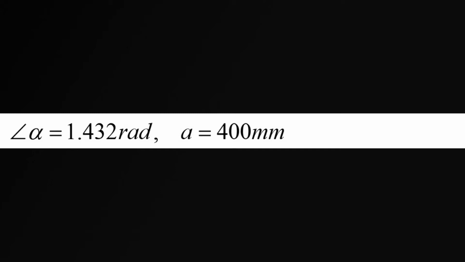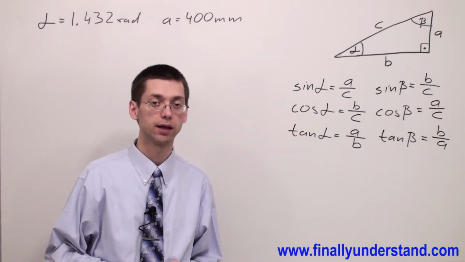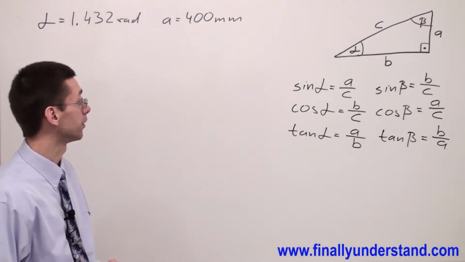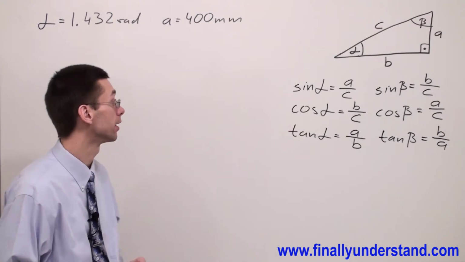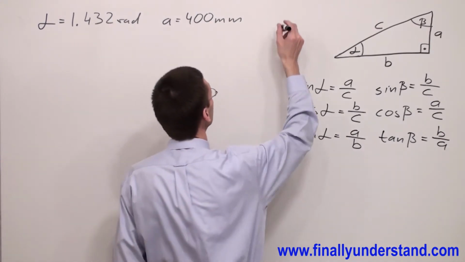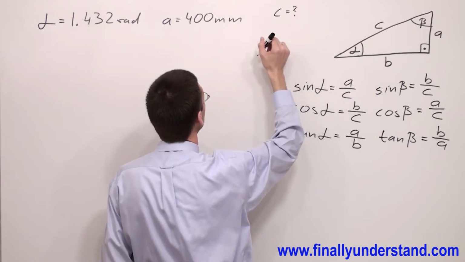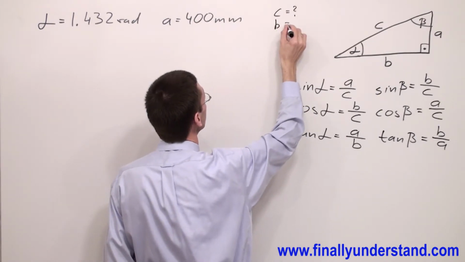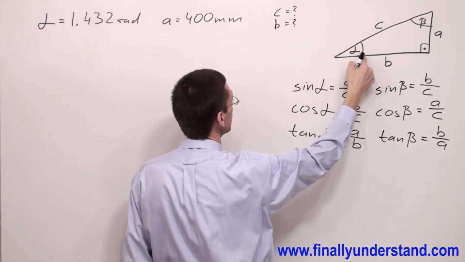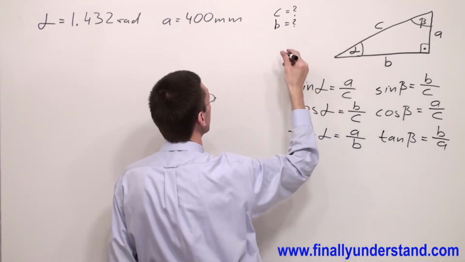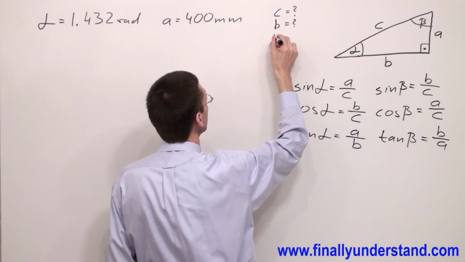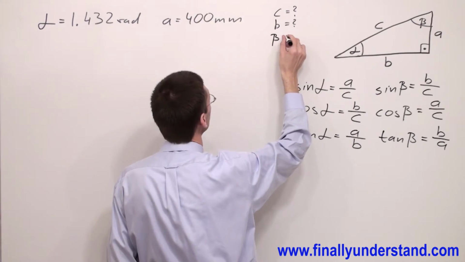We have another example on the board. This time we have given angle alpha expressed in radians and length of side A. We're supposed to find the length of side C, the hypotenuse, and we're supposed to find the length of side B, which is adjacent to angle alpha, and we're supposed to find angle beta.